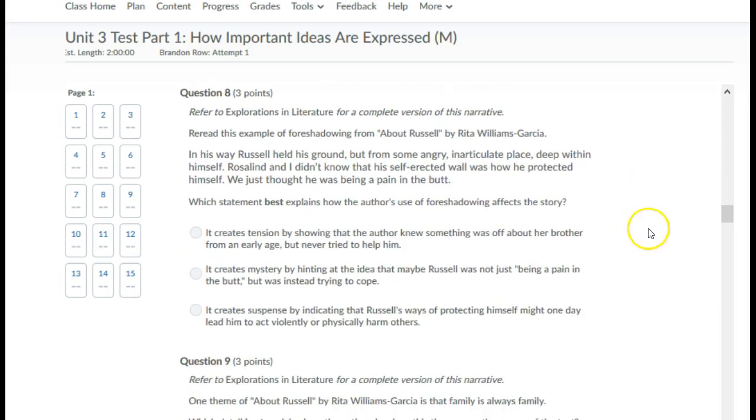Okay, so we're looking for an answer that shows there are special powers in the water. Number 8, refer again to your book for a complete version of the story.